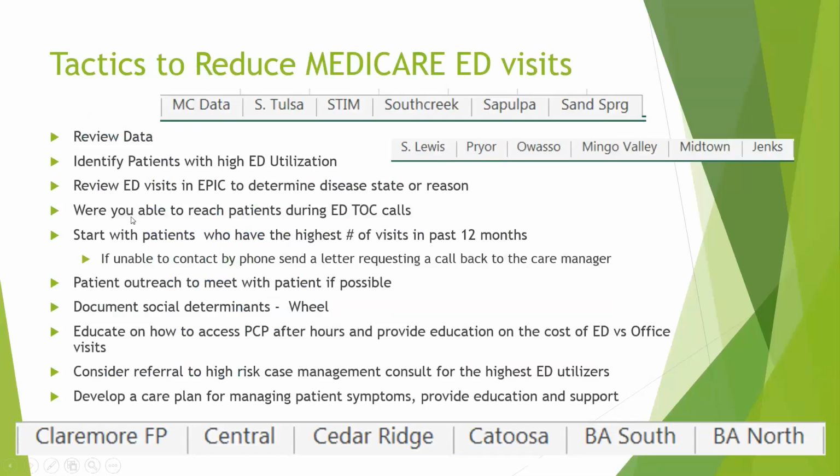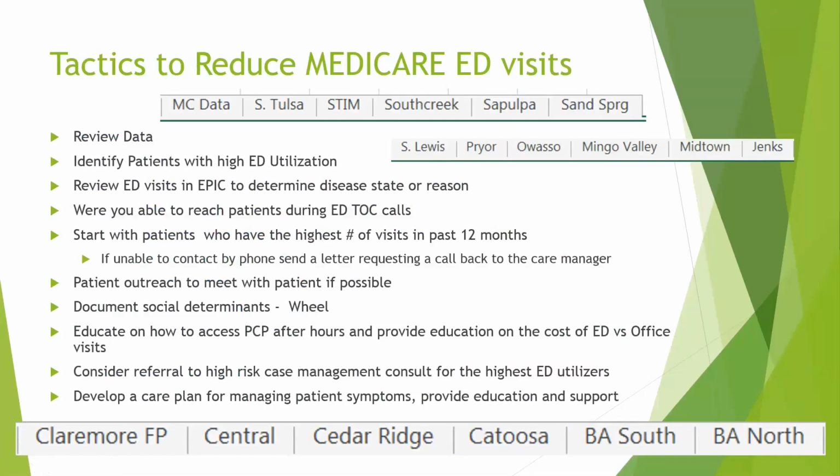On this report, there is a tab for each of your clinics. You will just click into your clinic's name to be able to see who your patients are that are using the ED. We want to take a look at the patients who are on that frequent flyer list. Why are they going to the emergency room? Can we look at their chronic illness, or is there a reason why? Is this a social issue? The second thing I want you to take a look at as you're reviewing the charts of those patients is, were we able to make their TOC call?